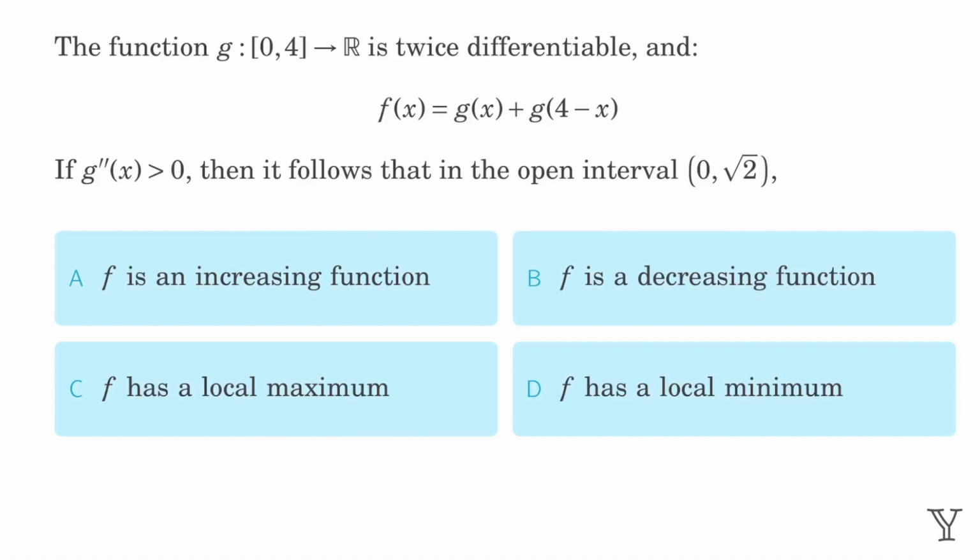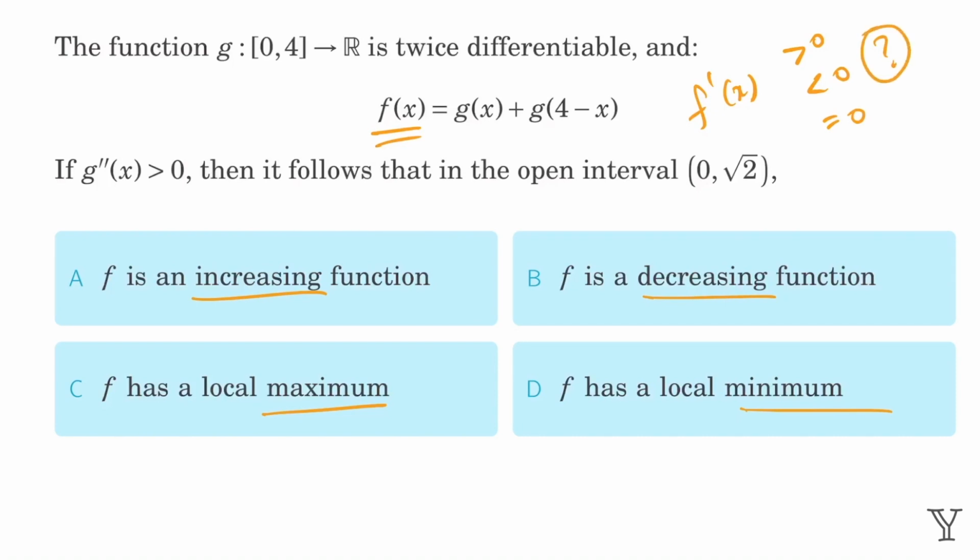So the problem wants us to determine whether f of x is an increasing function, a decreasing function, or whether it has a local maximum or minimum. So basically we need to determine whether f dash x is greater than 0, less than 0, or equal to 0 in the required interval 0, root 2.